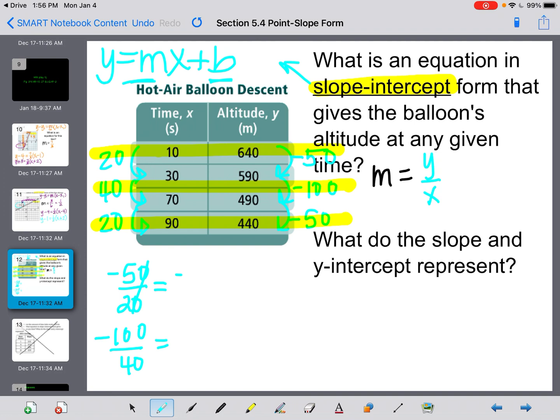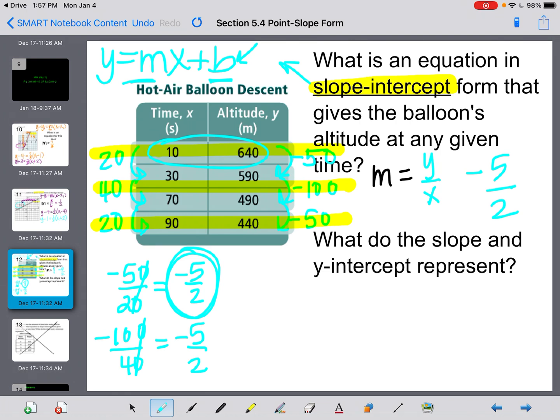Now we just need to make sure once we reduce them, we get -5 over 2, and this one is -10 over 4, which also reduces to -5 over 2. So we know that this is our slope because they all change by the same amount. So -5 over 2 is our slope. All right, then each one of these is an ordered pair.